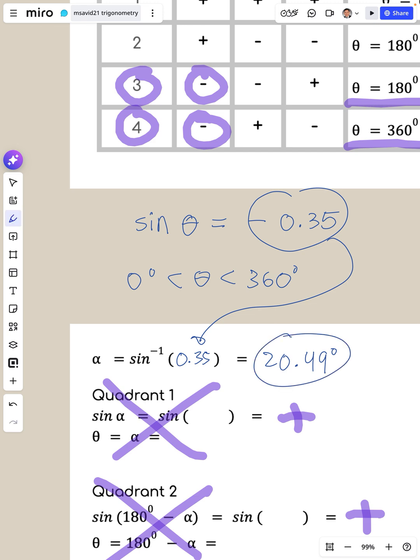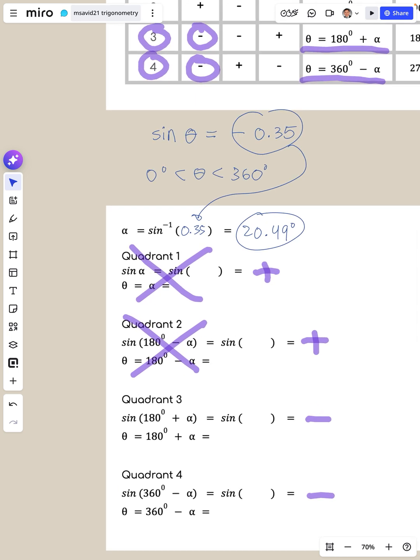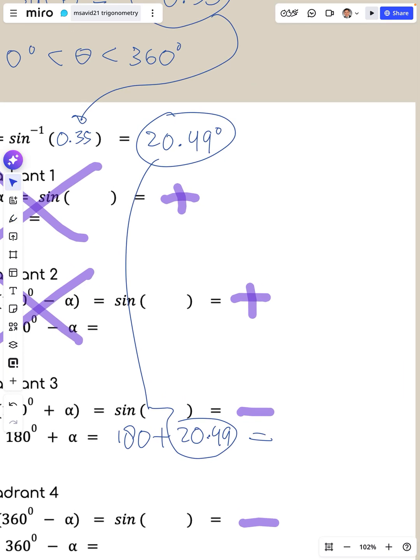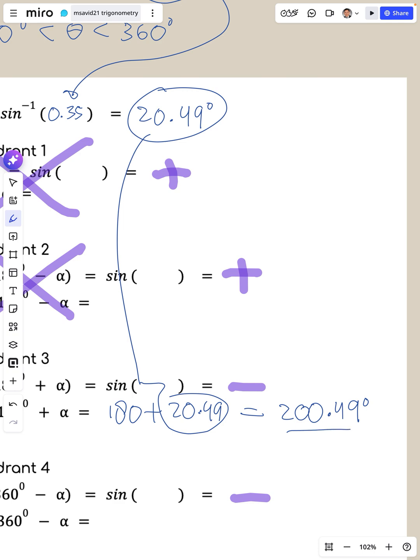Now, using this value 20.49, we calculate the angle in quadrant 3 and 4. In quadrant 3, the angle theta is 180 plus alpha, which means 180 plus 20.49. If you calculate that, you are going to get 200.49 degrees. So that's one of the answers.